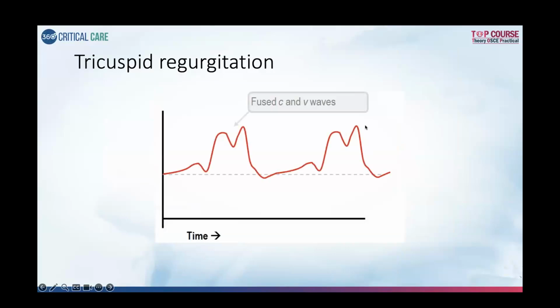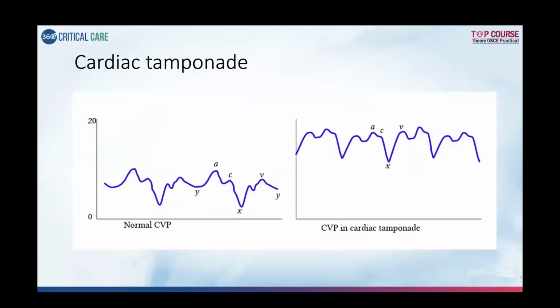Tricuspid regurgitation, what do you find? You find the fusion of the C and V wave. We call it a CV wave. Okay, we call it CV wave in tricuspid regurgitation. Memorize this figure.